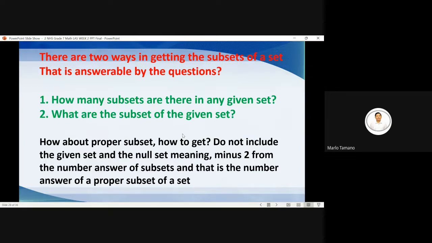Number 2, what are the subsets of the given set? When you say what are the subsets of the given set, all you have to do is list down all the subsets. Remember, the empty set is always a subset of any set. Clear? And how about the proper subset? How to get the proper subset? You simply remove the empty set and the given set, and that is the proper subset already. Clear? So I hope this is clear.